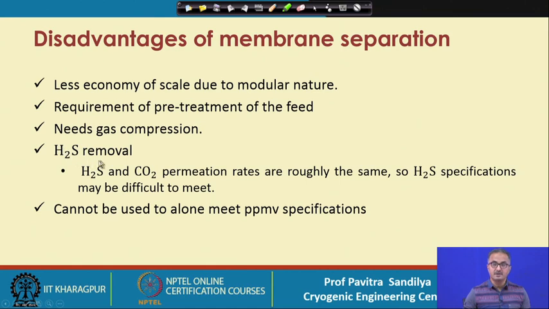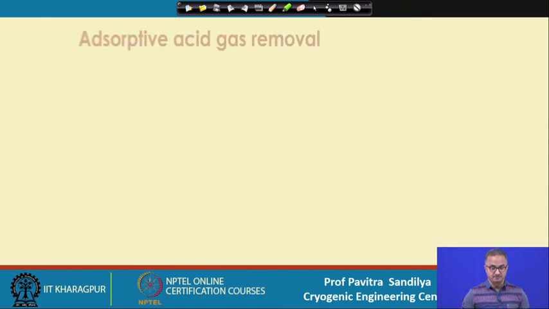And then we need to consider H2S removal: the H2S and carbon dioxide permeation rates are roughly the same, so H2S specifications may be difficult to meet. That means it is difficult to separate out the carbon dioxide and the H2S separately, and membranes cannot be used alone to meet the ppmv requirement. That means if we require a very small amount in the outlet stream, then membrane alone cannot be used; it can be combined with other acid gas removal processes.